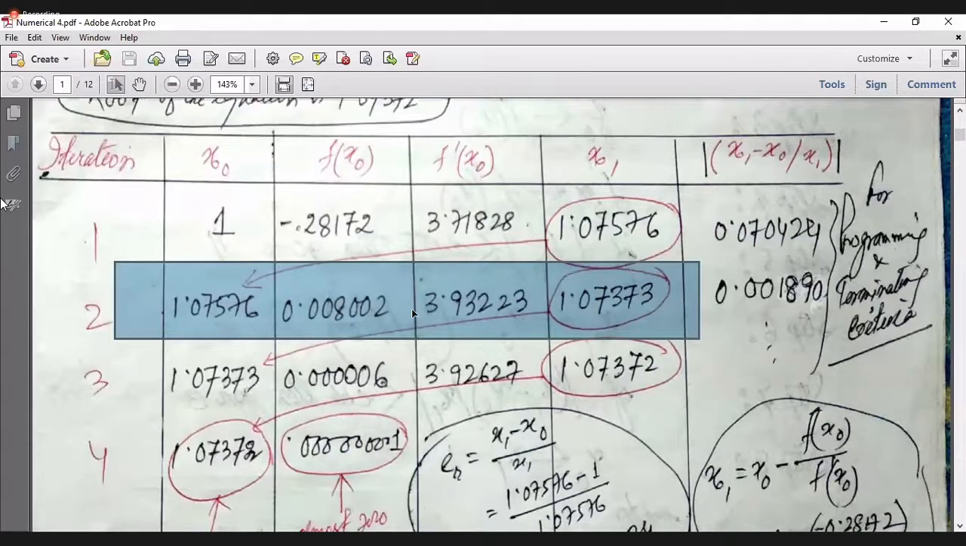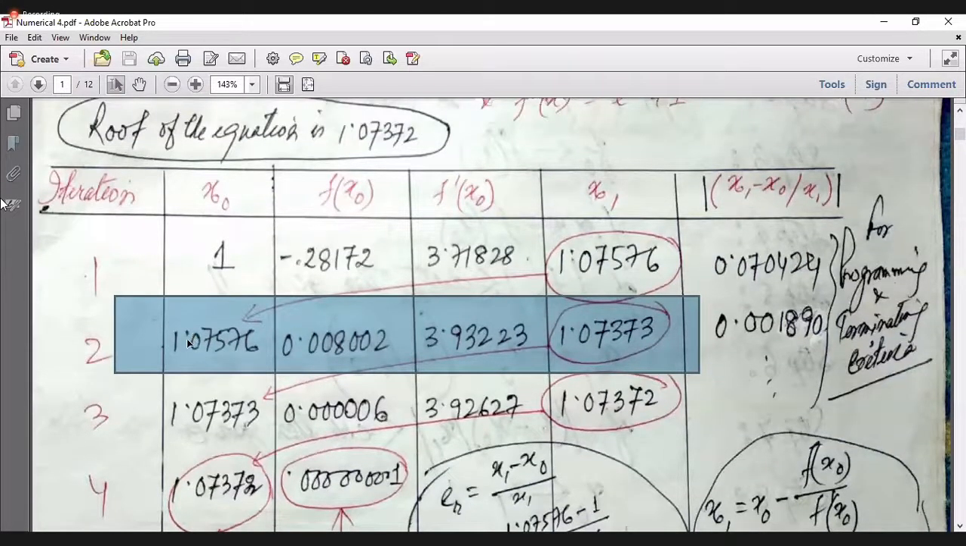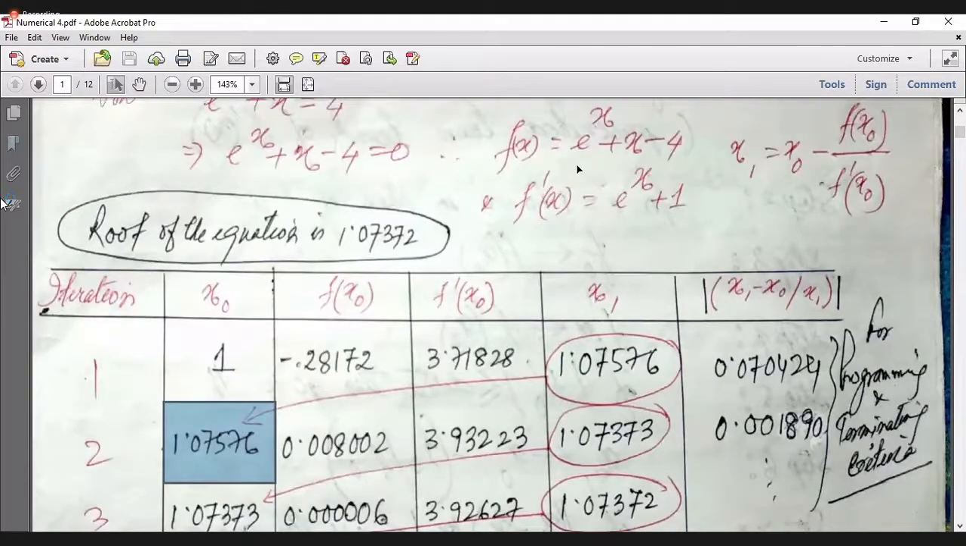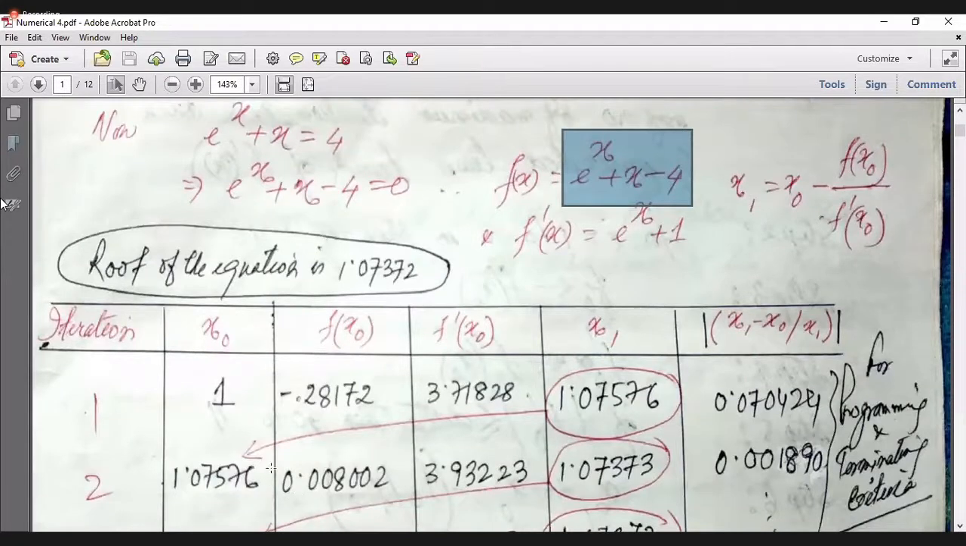Now, the value of x1 turns out to be x0 for our next iteration. So, using this value, what happens? We substitute x0 here to get the value of f of x. Similarly, when I substitute here, you calculate yourself, you may get something like this. Yes, this is what you get when you substitute the value x equals 1.07.